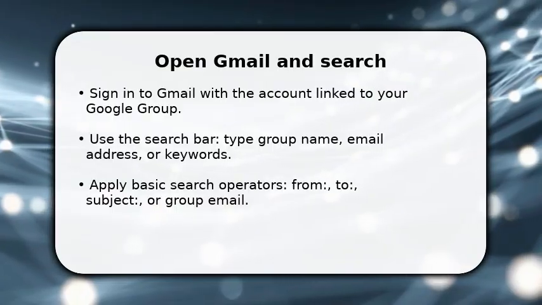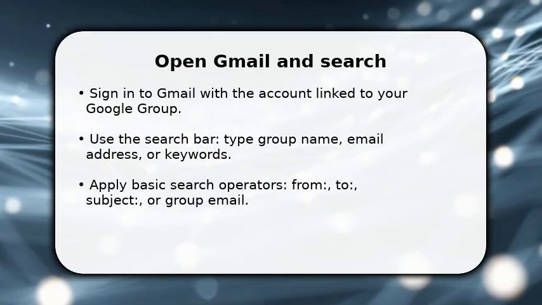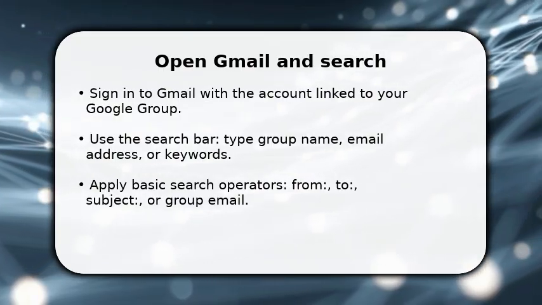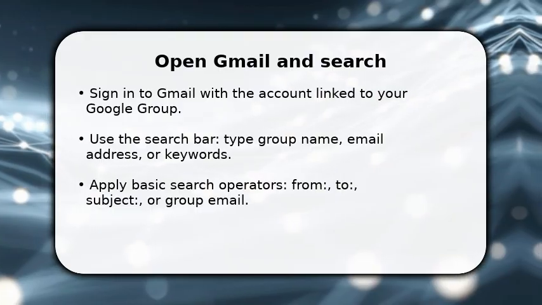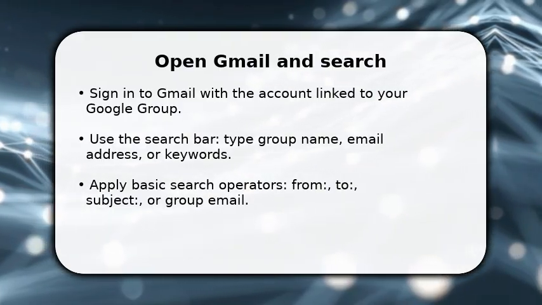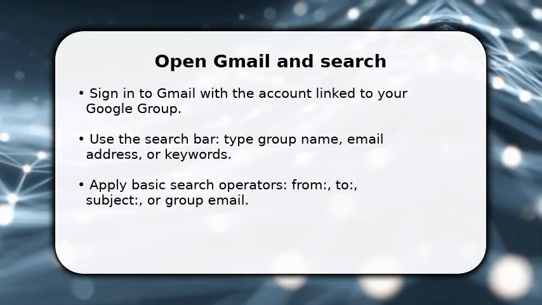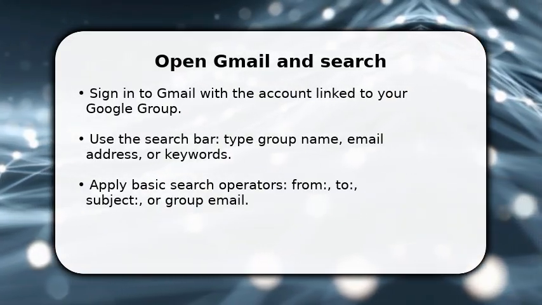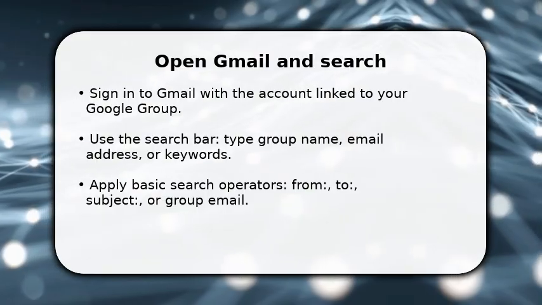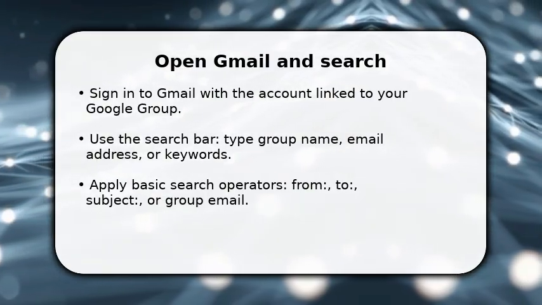You start in Gmail. Sign in with the account that has access to the Google group. In the top search bar, type the group name or the group's email address so Gmail can locate related messages. Use quick operators like from or to narrow results to messages sent by or to the group. Once done, press enter and glance at the results list.